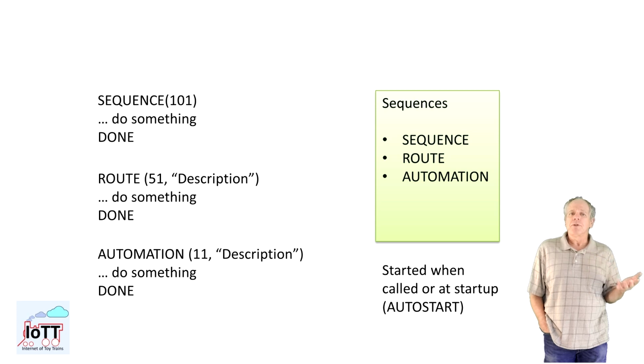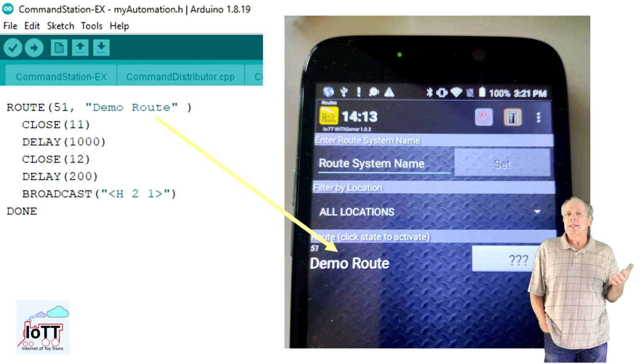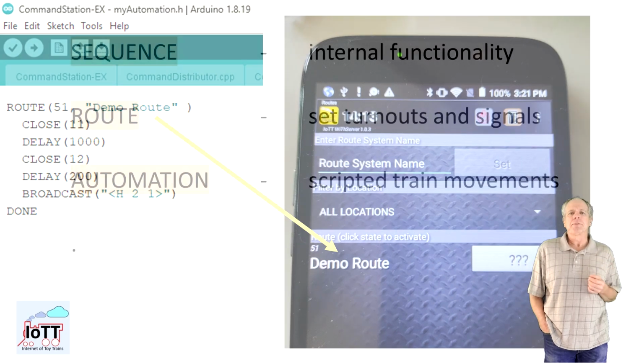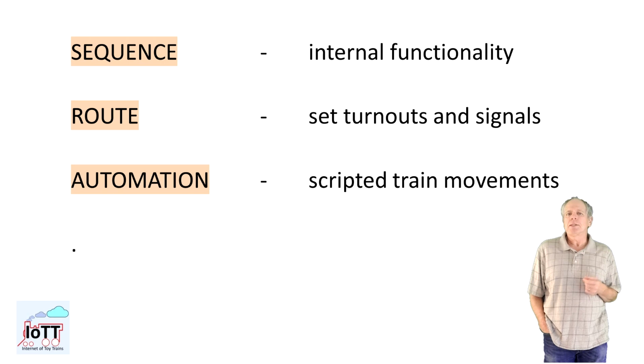The important difference between the three types is the visibility from the outside. If a sequence is labeled as automation or route, it will be listed in the engine driver smartphone app and it can be executed from the app. This is not the case for sequences labeled as sequence. The idea of the concept is that sequences are used for internal stuff, routes are used to activate a list of turnouts and signals, and automations are used to implement scripted train movements.